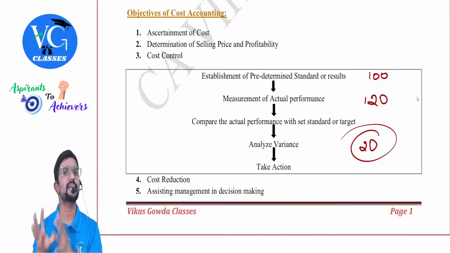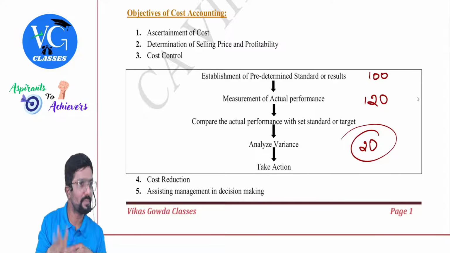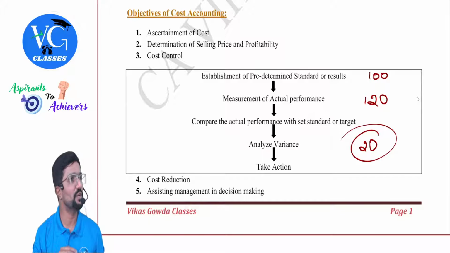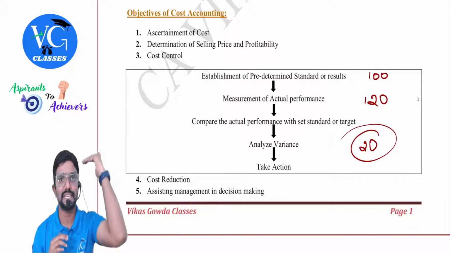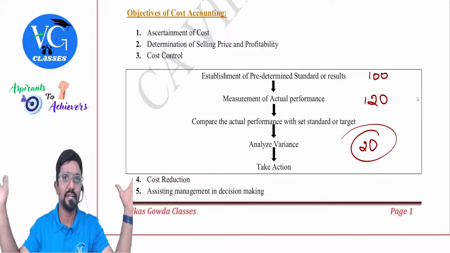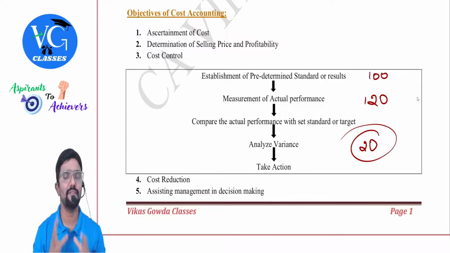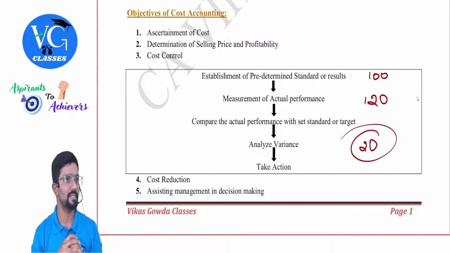So actually guys, there is a chapter called standard costing. The standard costing entirely is based on the concept of cost control. That is what we will do in the standard costing chapter. First, we will set a standard cost. Once we do the actual work, we will calculate the actual cost, compare actual cost with standard cost and see is there any variance. And that variance can be favorable or adverse.